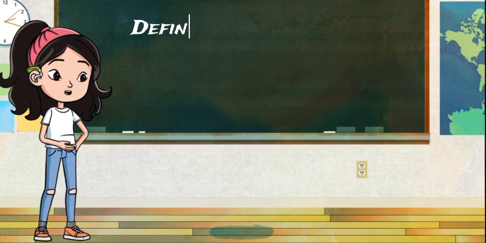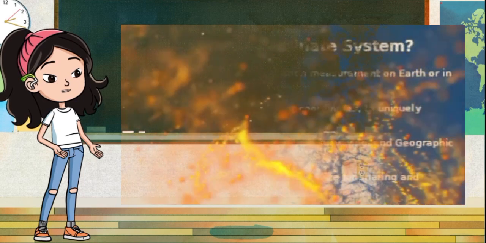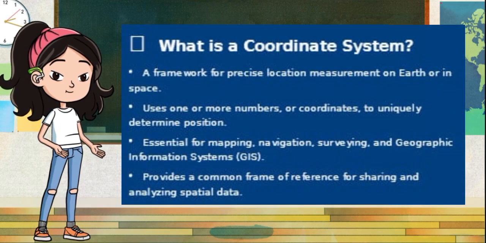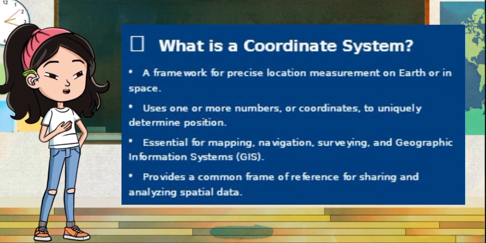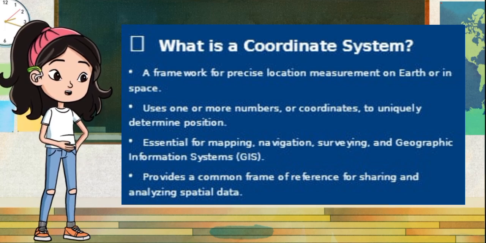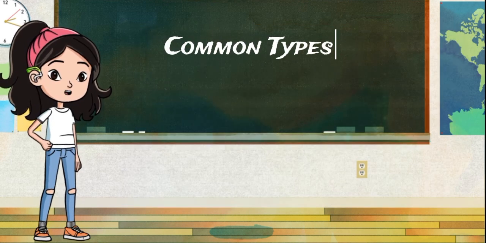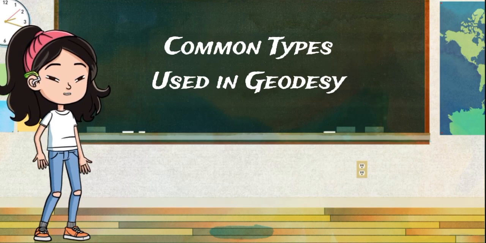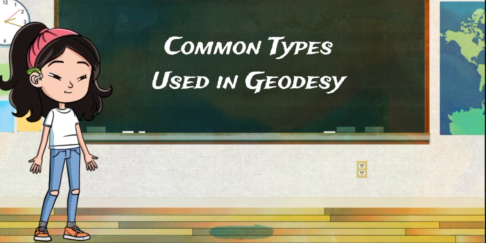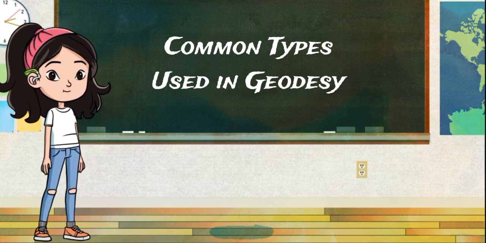Next is defining coordinate systems and their types. What is a coordinate system, by the way? Well, it is a framework for precise location measurement on Earth or in space. It uses one or more numbers, or coordinates, to uniquely determine position. Next, let us identify the common types used in geodesy, which are the geographic, projected, and Cartesian.